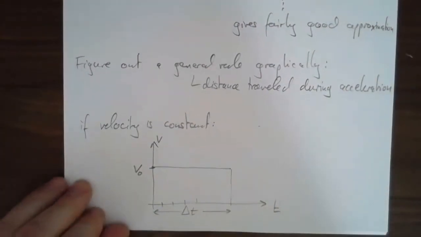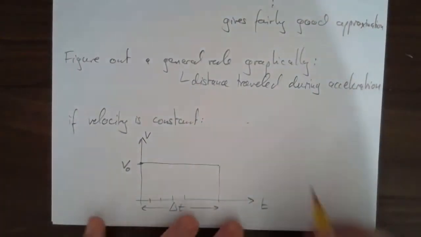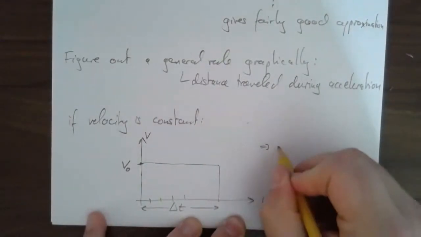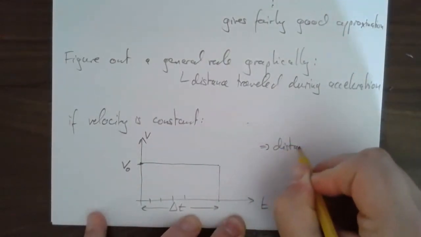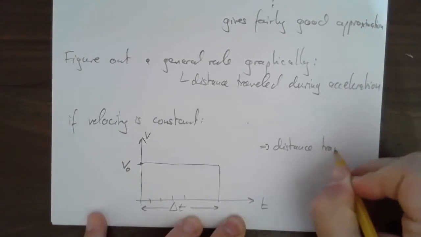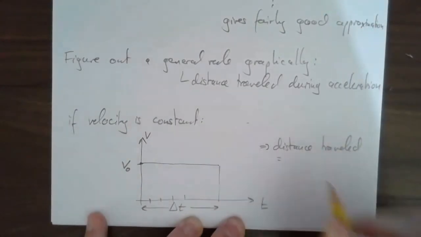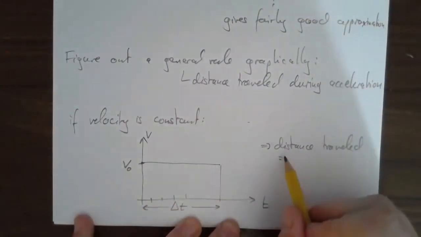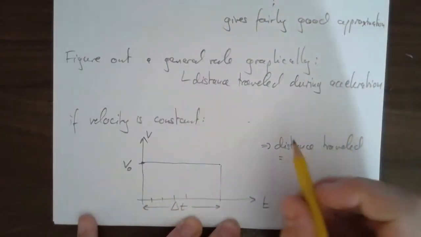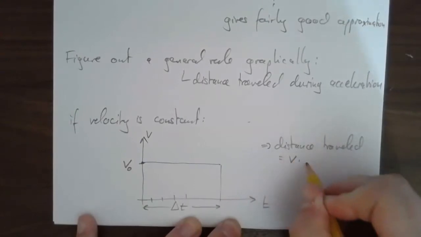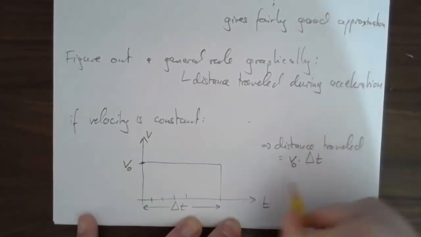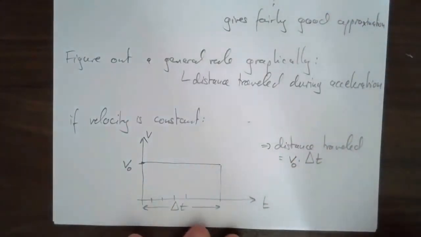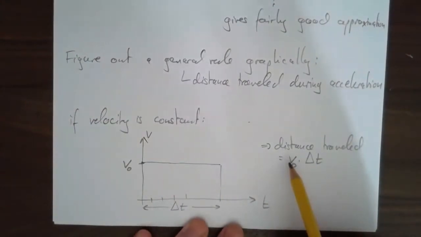What's the distance traveled in this case? Well, it's constant velocity, that's easy. Distance traveled, or the displacement, same thing if you're going along a straight line in one direction, is going to be v times delta t, and v here is this v naught. Remember, distance traveled is essentially speed times time.